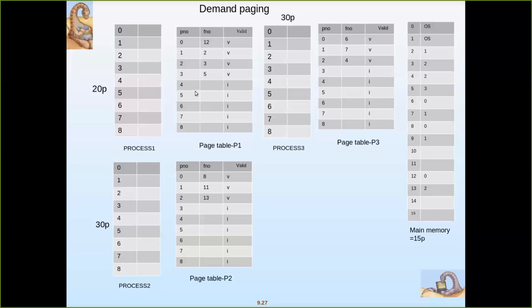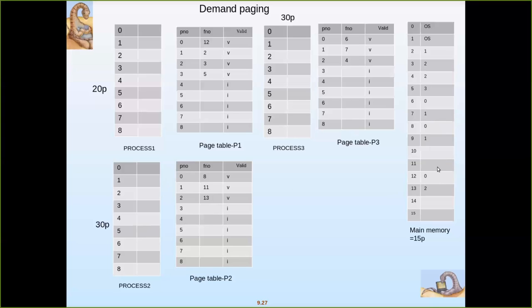The first page is placed in the second frame, and the second page of this process is kept in the third frame. The third page is kept in the fifth frame. See here. Now, of the remaining pages, only 4 pages of this process are present in the main memory. Then this is the second process. Let us say the 0th page of this second process is present in the 8th frame. See here, 0th page. Then the first page is present in the 11th.